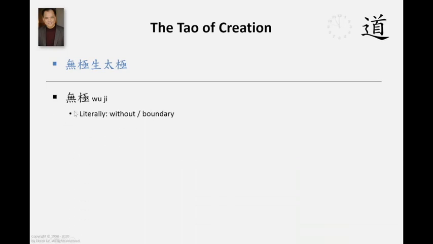So here's the literal meaning. The first character means to not have, to be without. And then the second character, ji, means boundary or extent. So whatever is without boundary is without limit. So wuji really means the infinite, the boundless, the unlimited, the limitless. So there's a whole bunch of different expressions to talk about wuji.